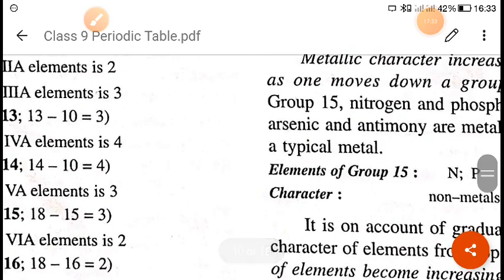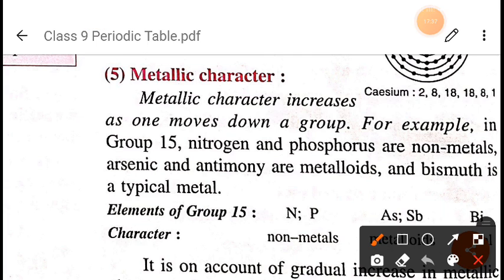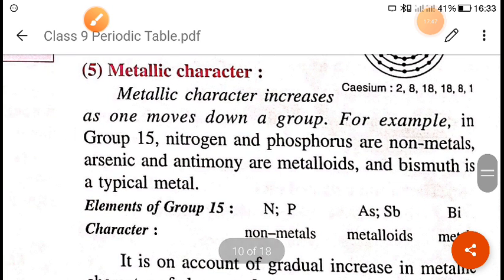Now next is metallic character. Metallic character is very interesting, as you can see. Metallic character increases as one moves down the group. For example, take group 15, which is the nitrogen family: nitrogen, phosphorus, arsenic, antimony, bismuth. In group 15, nitrogen and phosphorus are non-metallic, arsenic and antimony are metalloids, whereas bismuth is a typical metal. So as you can see, metallic character is increasing as we move down the group.